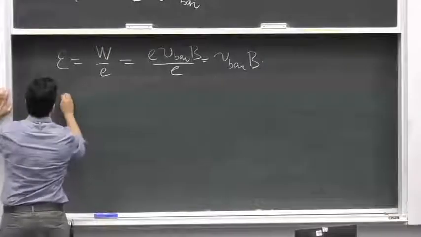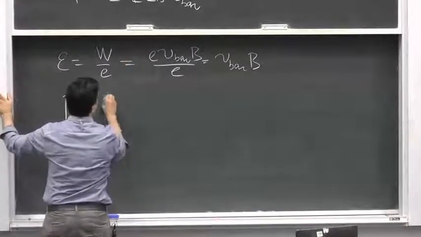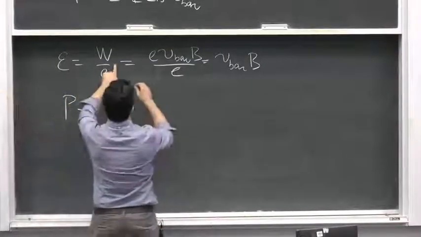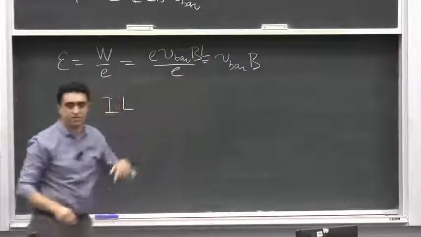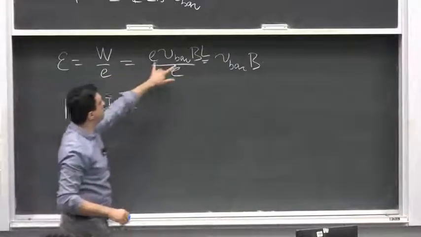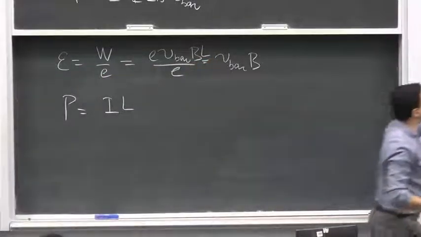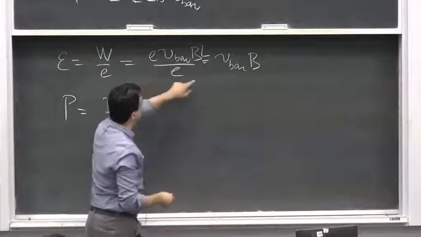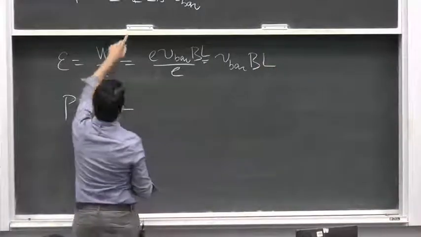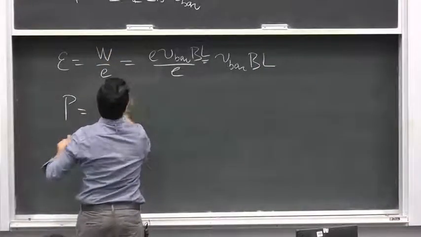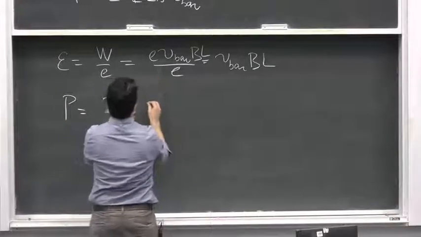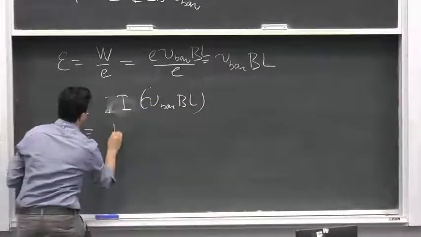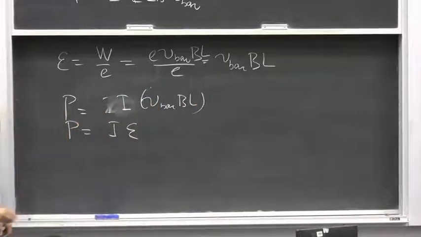So I can write P, this is equal to IL. Of course, this is not only force but length as well. So what is work? Force multiplied by length. You have a force in this direction which is applied across the whole total length, and that will give you the EMF. So this would be PBL. So I can write that as I into V bar BL, and that is equal to I into EMF.